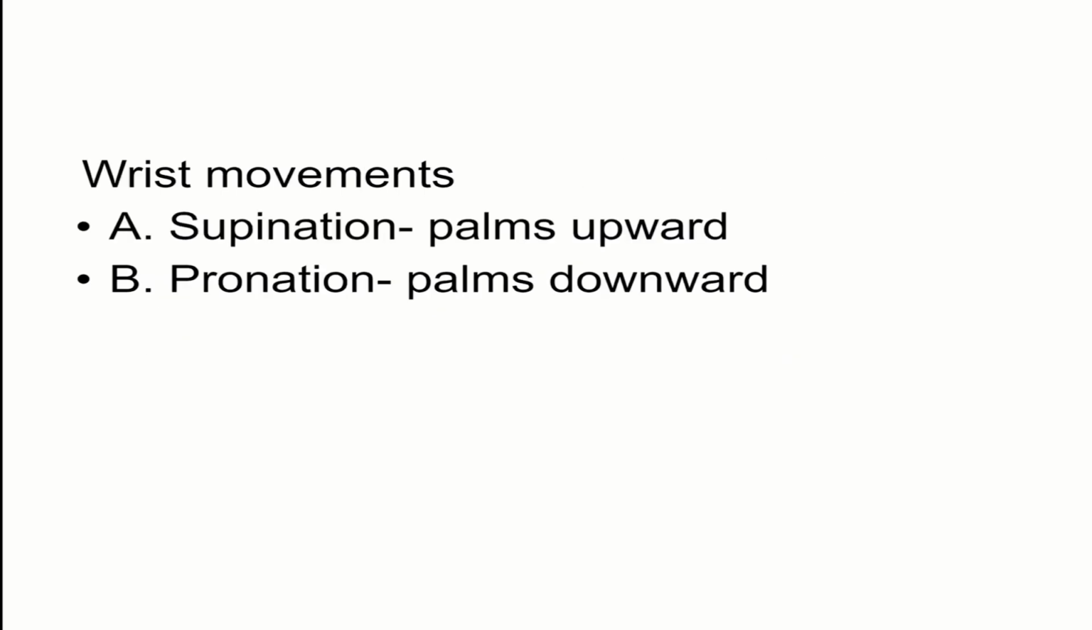So wrist movements, these are specifically things that the wrist can do. Supination is where you put your palms upward. Pronation is where you put your palms downward. The way I think of and try to remember these is supination with your palms up is like begging for supper. Supper, please. And then pronation, I just remember as the opposite of that.